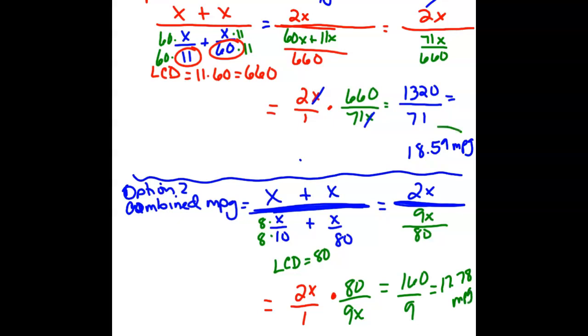So our better combined miles per gallon: Option 1, we had 18.6 roughly. Option 2, we have about 17.8. Option 1 is going to give us a better combined miles per gallon.